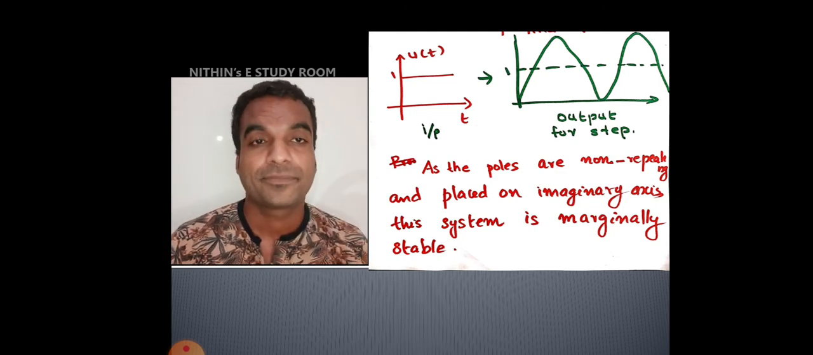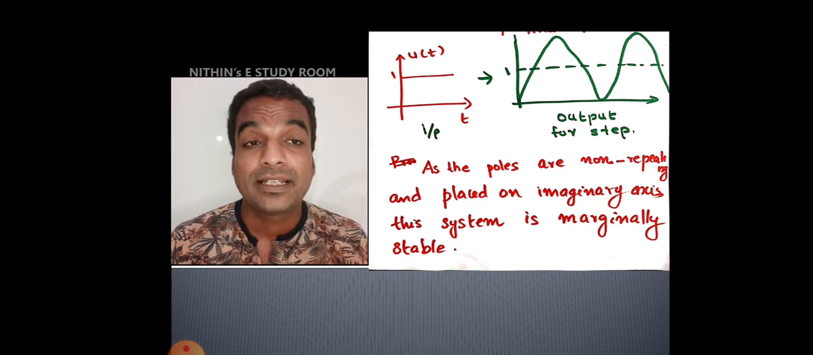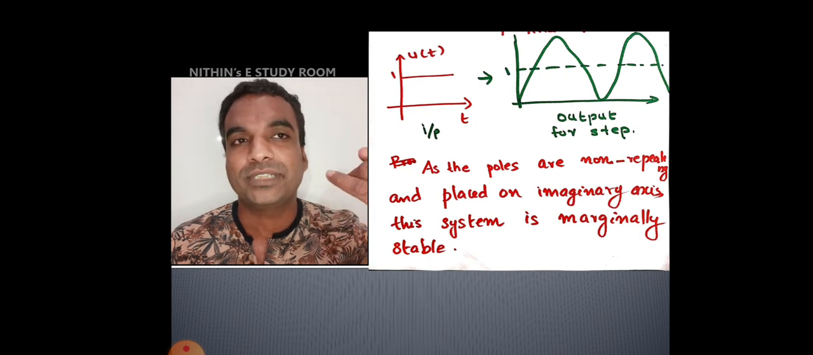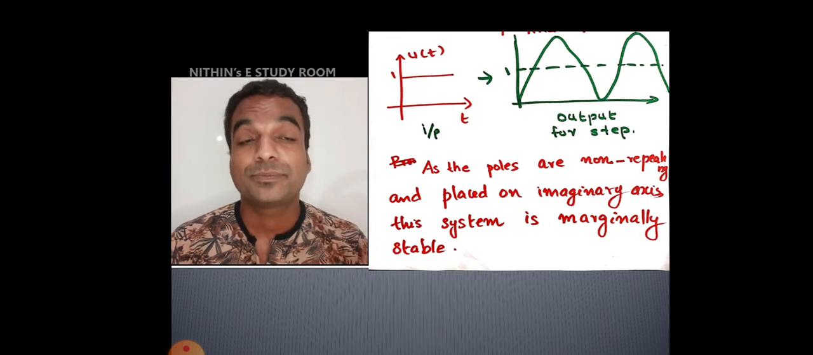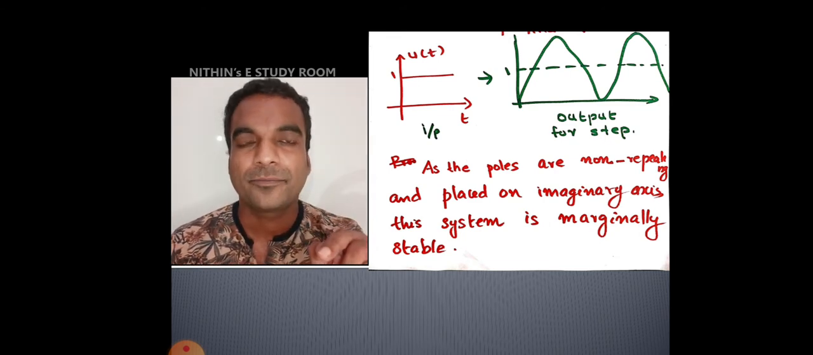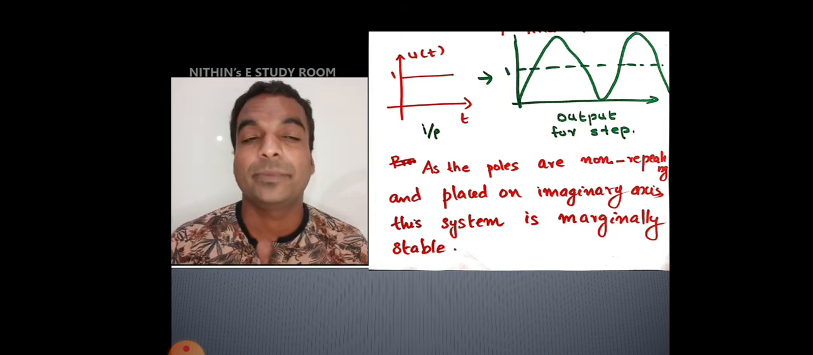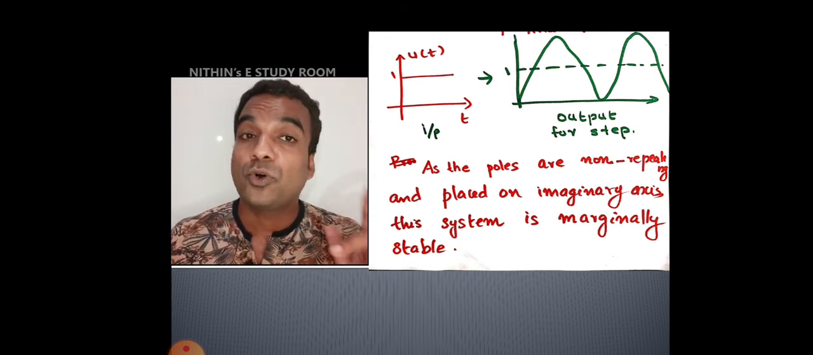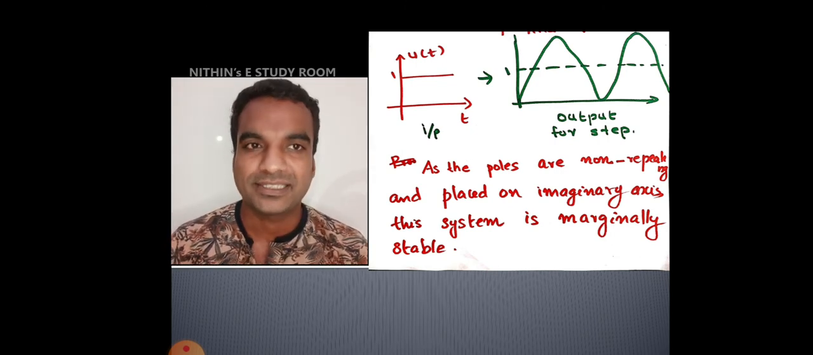It is an important thing. Even though the poles are on the imaginary axis, there is a chance for instability also. If there are 4 poles, where 2 poles are placed on plus 2j and 2 poles are placed on minus 2j, is it marginally stable? No, because poles are repeating on the same point. Even though all the poles are on the imaginary axis, the system will be unstable. But here we have only 2 poles, both placed on the imaginary axis, and no poles are repeating. So the system is marginally stable.